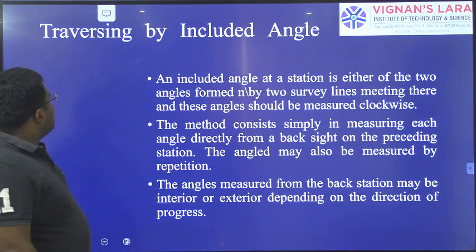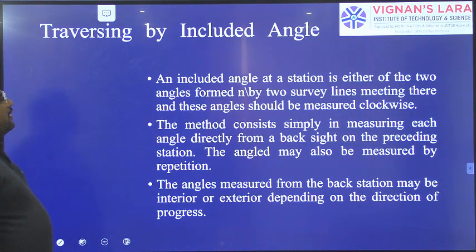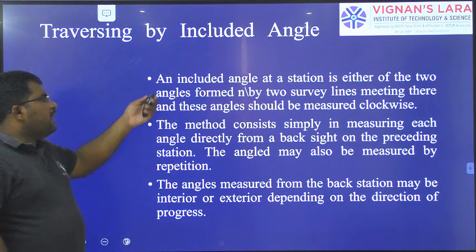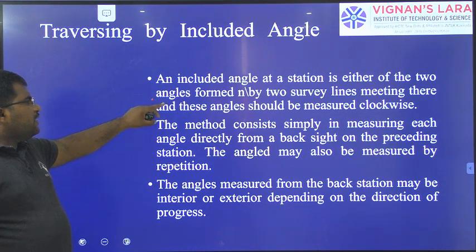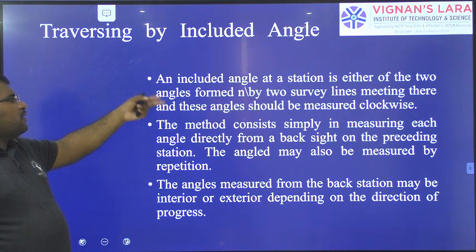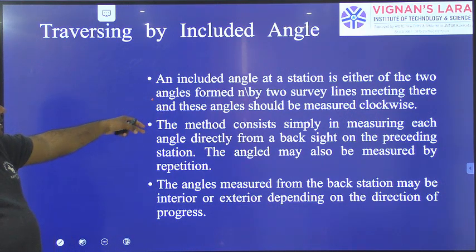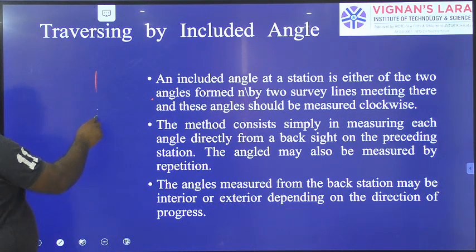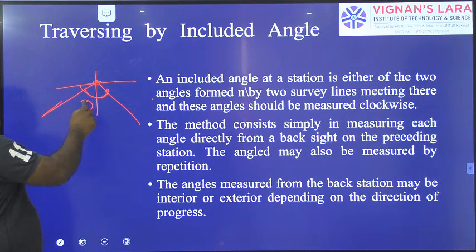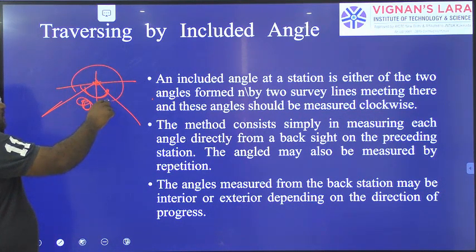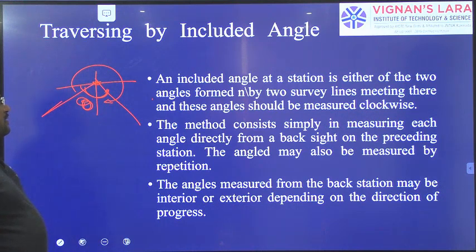Next, traversing by included angles. An included angle at a station is either of two angles formed by two survey lines meeting there, and these angles should be measured clockwise. If two lines meet at the same point, whatever angle is formed is called theta. These angles are calculated in the clockwise direction.